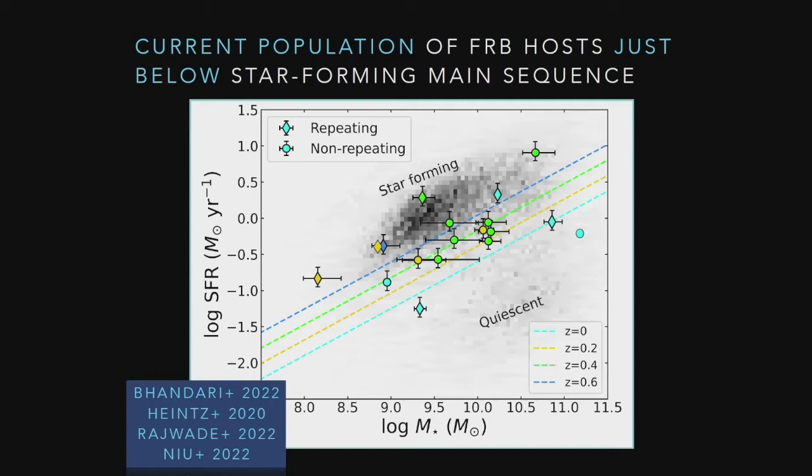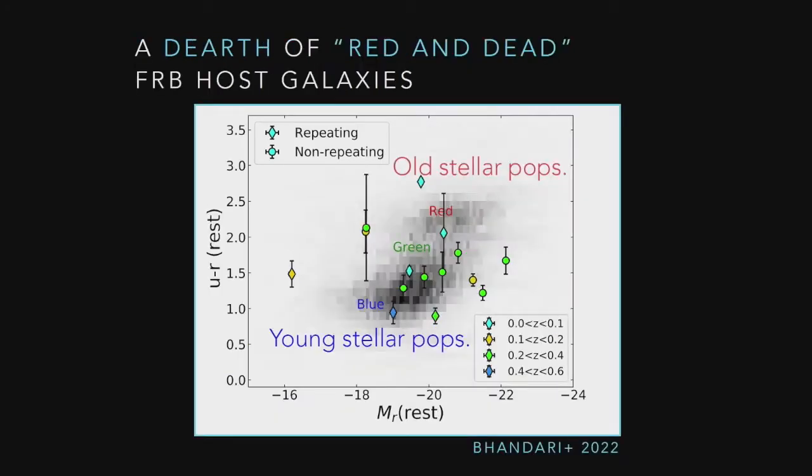So as I said, the current sample consists of about 20 or so published events, and it's fairly routine now when we have a new host to try and fit the broadband photometry and spectroscopy and constrain things like the star formation rate, stellar mass, and see how these compare to the general population. So this dark region here corresponds to the star-forming main sequence. And you can see that most FRB hosts lie on or just below the star-forming main sequence, but they do exhibit quite a broad range of both star formation rates and stellar masses.